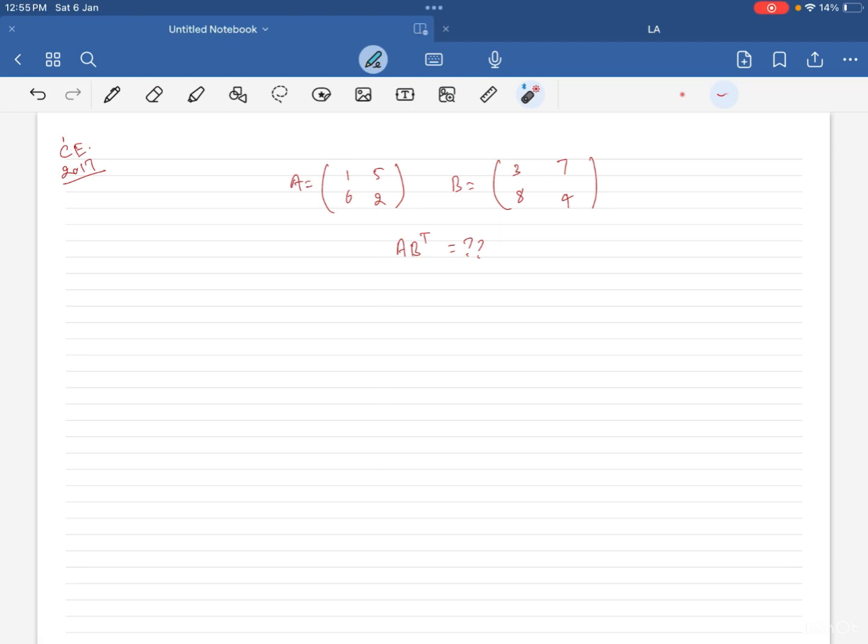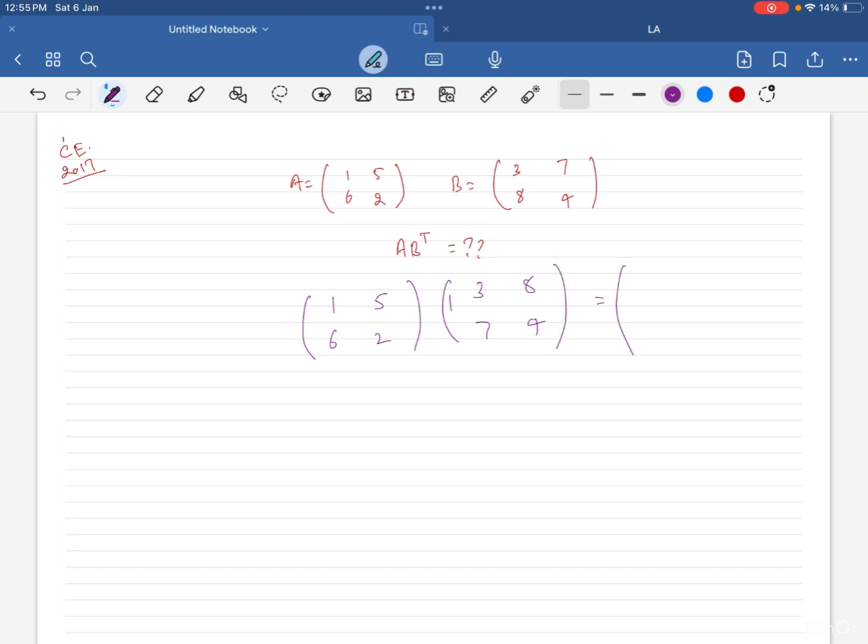So the next question is again from CE Civil Engineering 2017, and it's a kind of multiplication question. We have been given A and B, and we have been asked for A transpose B. So we can do that. We can write A transpose as 1, 5, 6, 2, and B transpose would be 3, 8, 7, 4. We can carry out this multiplication.